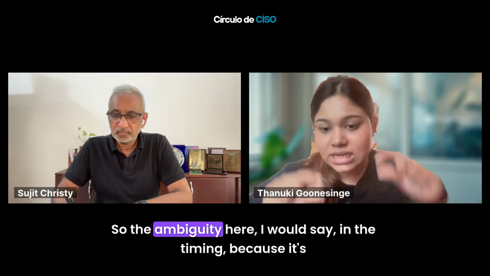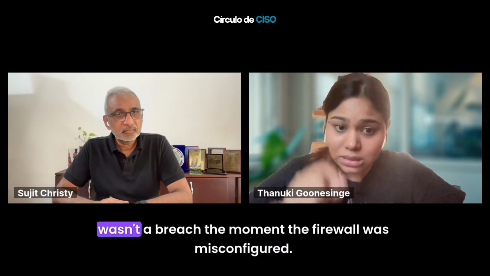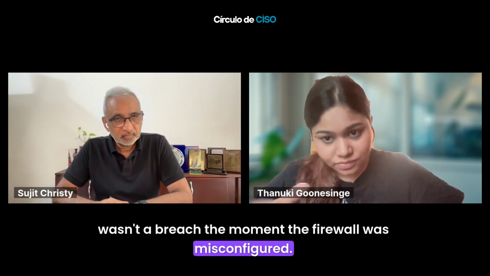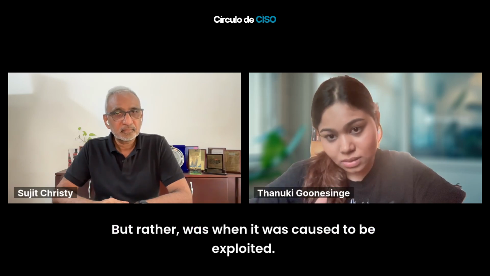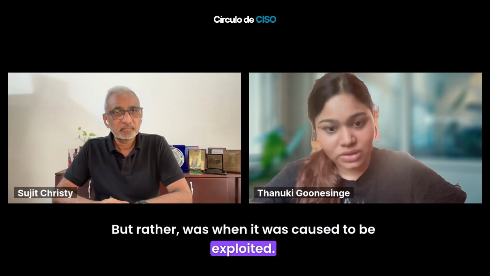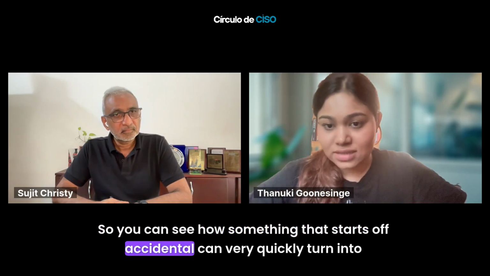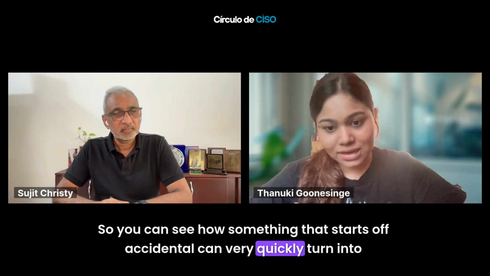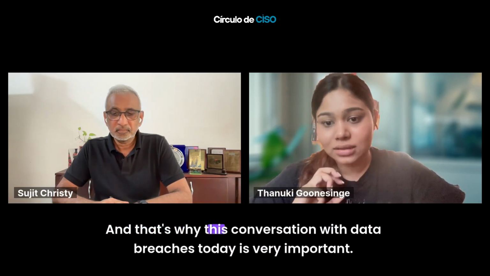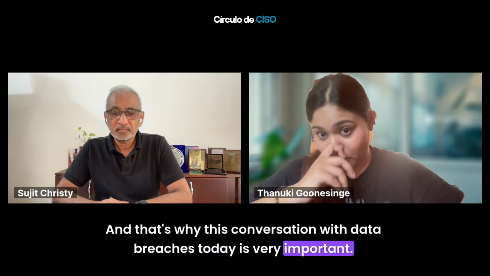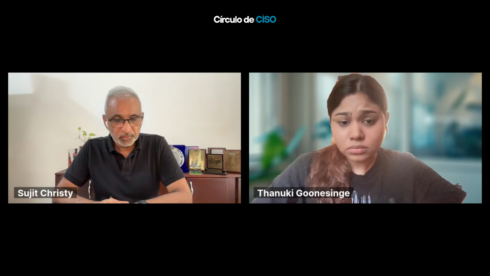The ambiguity here lies in the timing, because it wasn't a breach the moment the firewall was misconfigured. That is accidental exposure. Rather, it became a breach when it was exploited, the point right after that. So you can see how something that starts off accidental can very quickly turn into something that you lose control over. That's why this conversation about data breaches today is very important, and you need to understand the differences in the way these can get triggered.